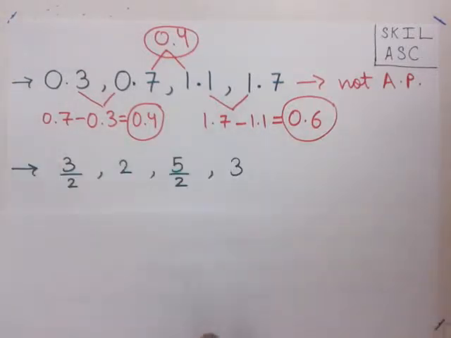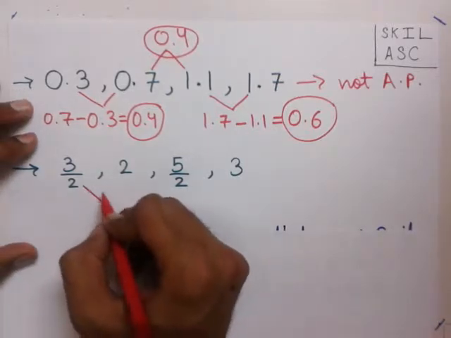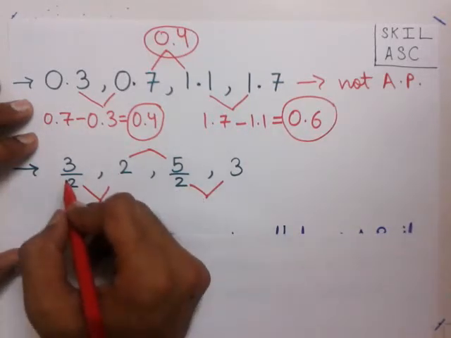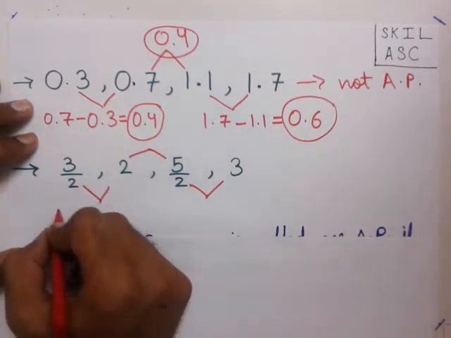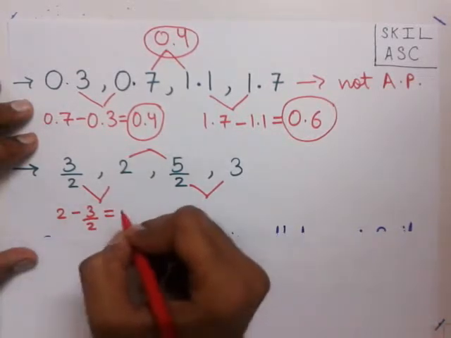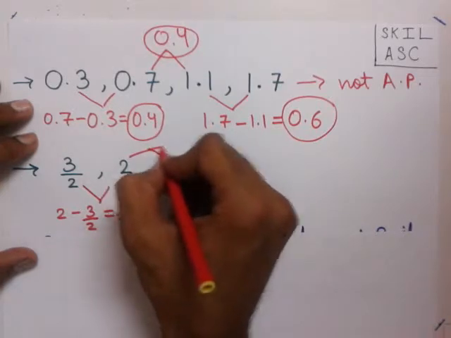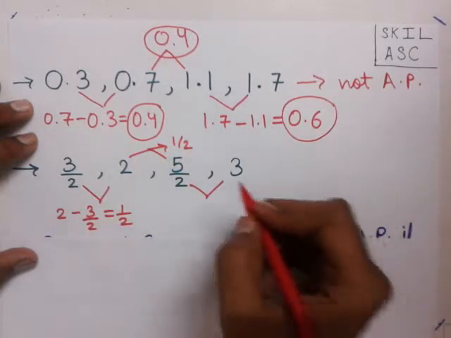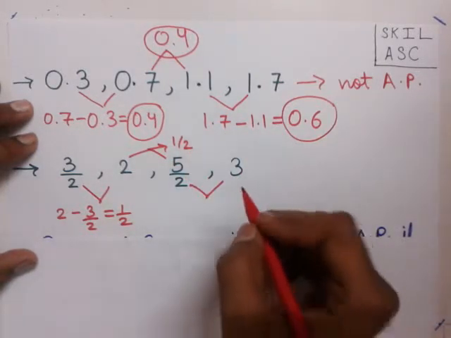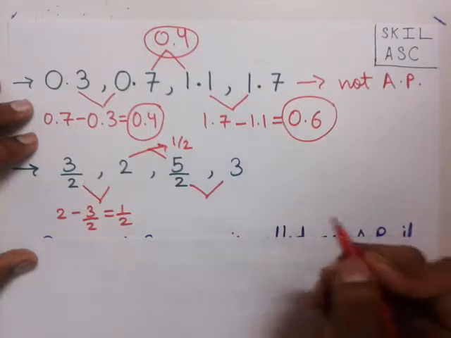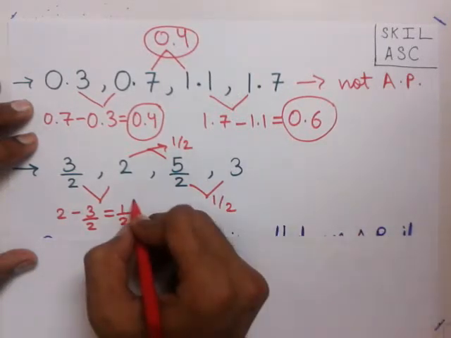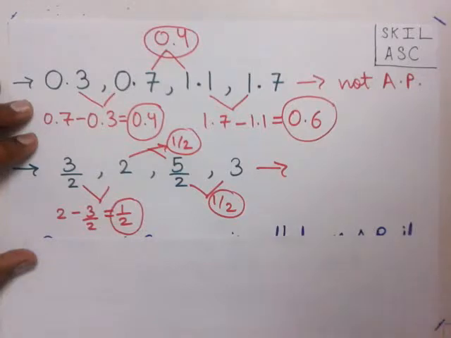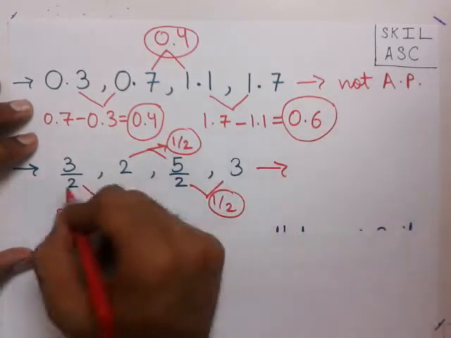Now we come to the next sequence. We calculate differences between these two terms, then these two terms, and then these two terms. The difference between 2 and 3 by 2 we calculate as 3 by 2 minus 2, that is half. Now the difference between the next two is 5 by 2 minus 3 by 2, that is half. And then the difference between 3 and 5 by 2 is 3 minus 5 by 2, which is half. So you see, these are the differences. We notice here that all the differences are half. That is, all the differences are equal. So this sequence is an AP.